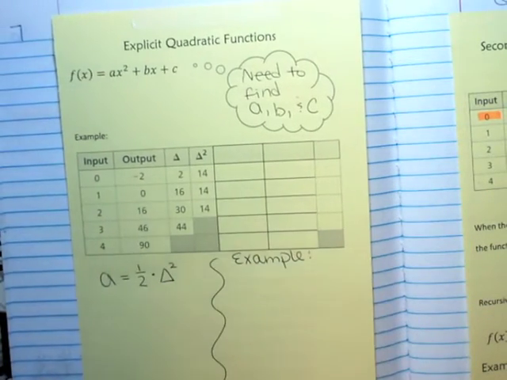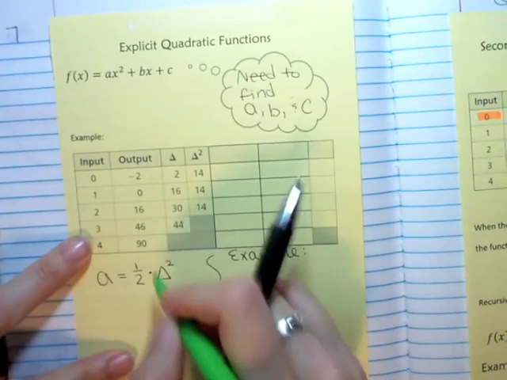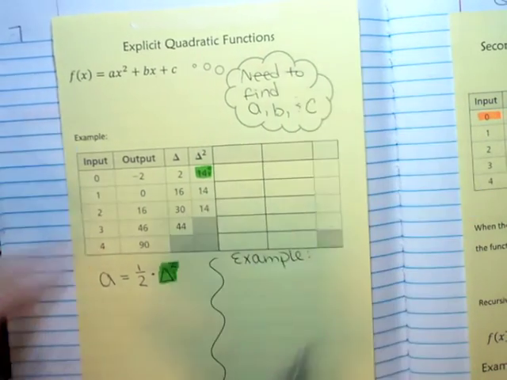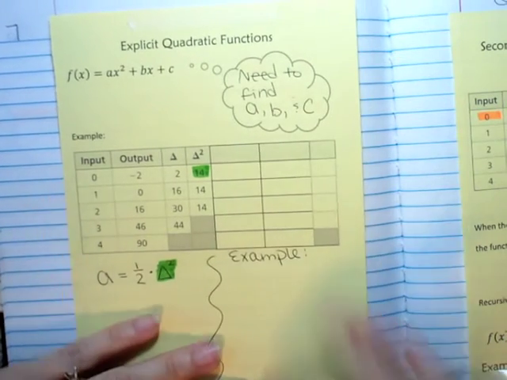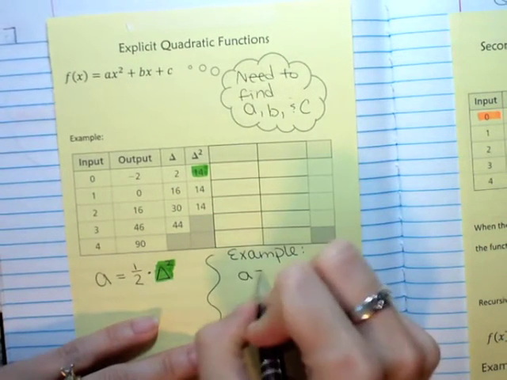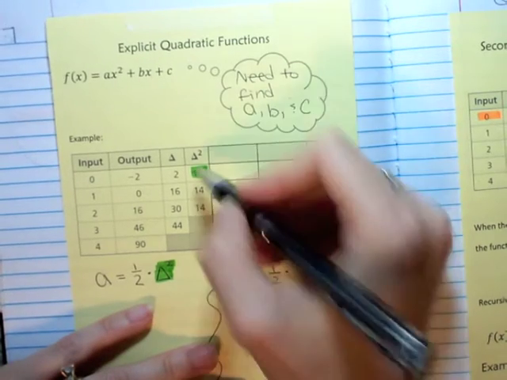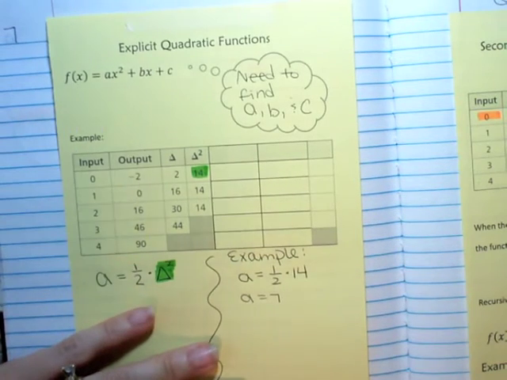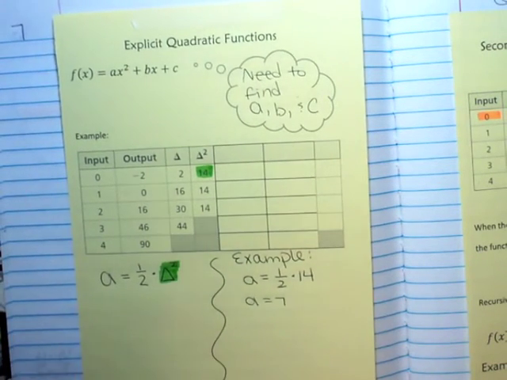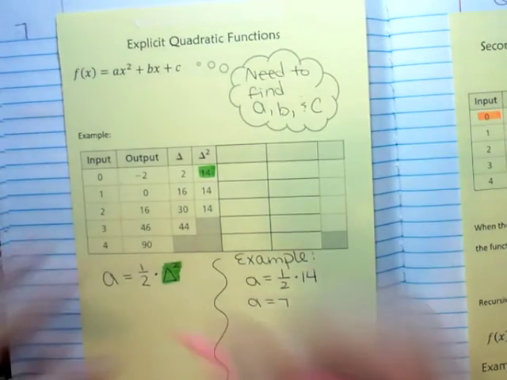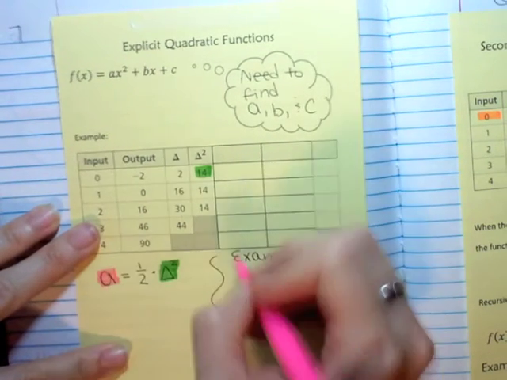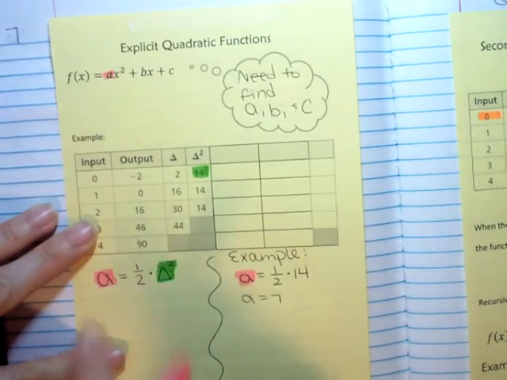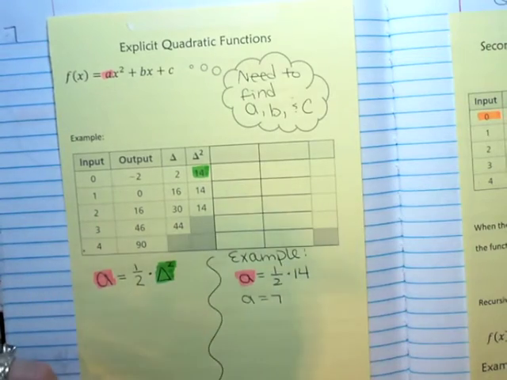So I'm going to highlight my second difference here, and I'm going to highlight it in the table so that I remember where to look to find it. So for this example, a equals 1/2 times my second difference, which is 14. So a equals 7. All right, and I'm going to go ahead and highlight now my a's. So I'm going to remember that to find a in my function, this is where I'm going to look for those steps and how to do that.